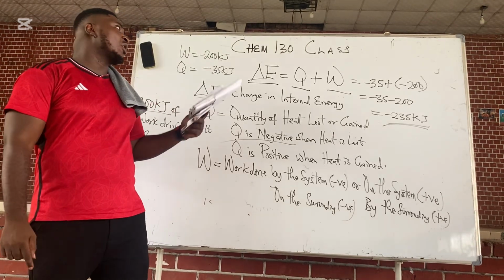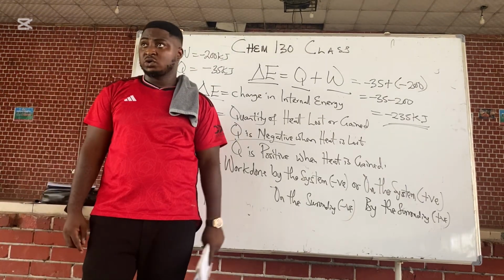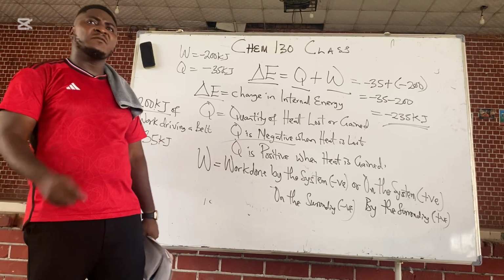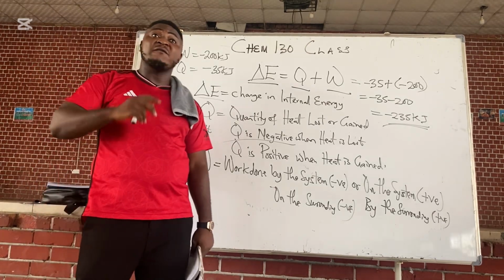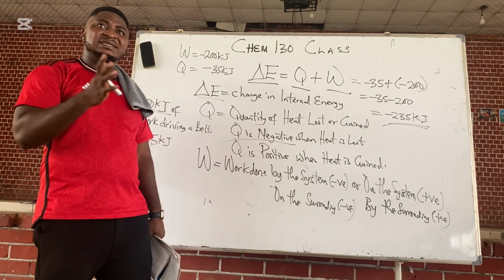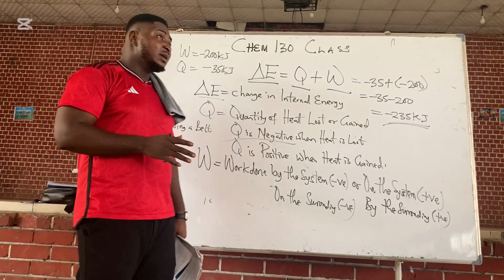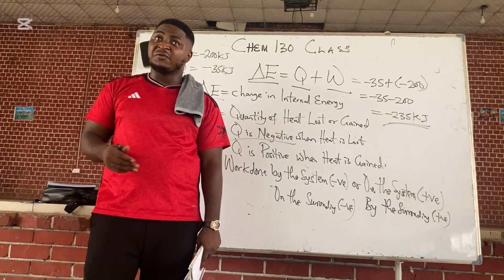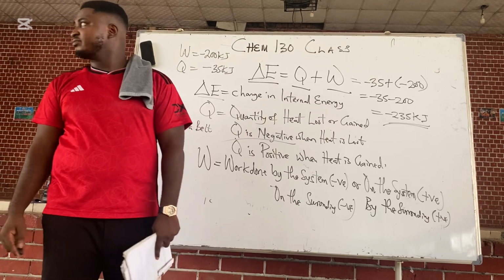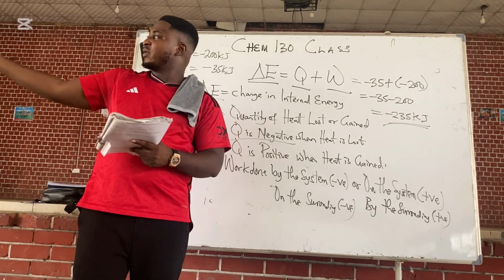Class, the reason why I did not convert from kilojoules to joules is that both my W and Q are in kilojoules. If, for instance, one of W or Q is in joules and the other is in kilojoules, you will need to convert all of them to similar units. Either you change everybody to joules or you change everybody to kilojoules before you start solving. See, class.